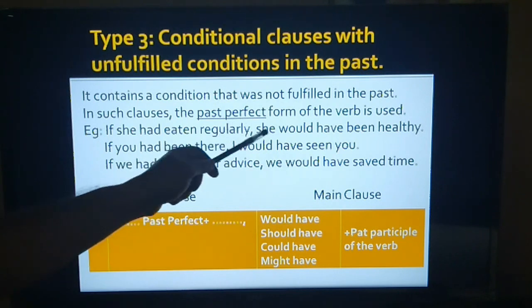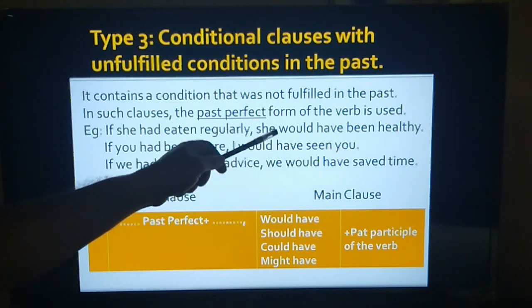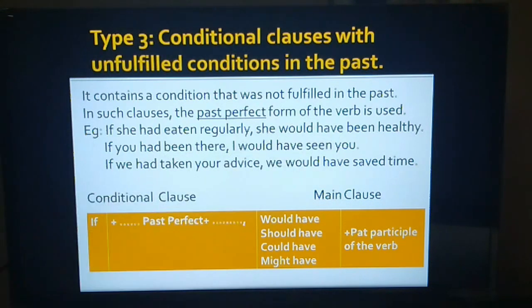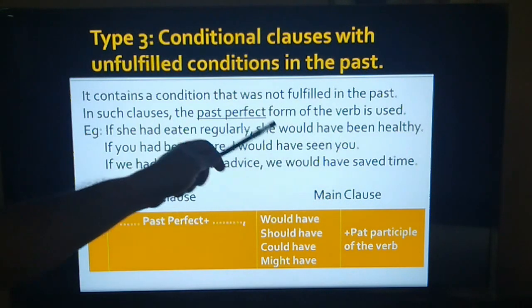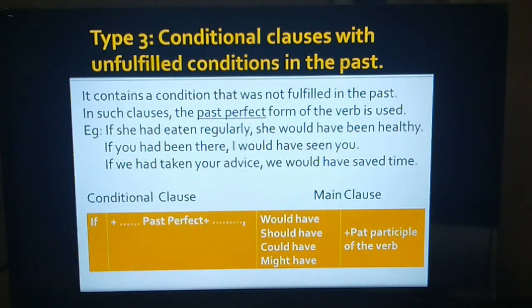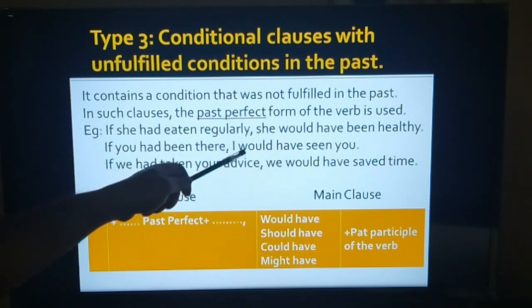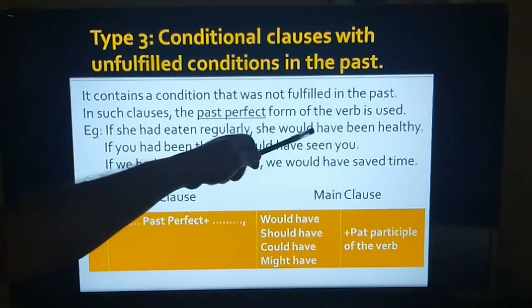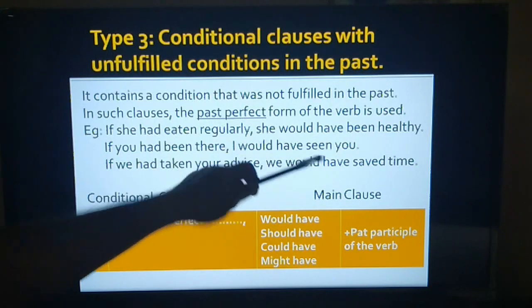If she had eaten regularly, she would have been healthy. In the main clause also we have to take note. There is a change of the form of verb. Would have been healthy. In another sentence, if you had been there, past perfect form is used with the if clause. And in the main clause, again, would have. In the former sentence, would have been, here would have seen.